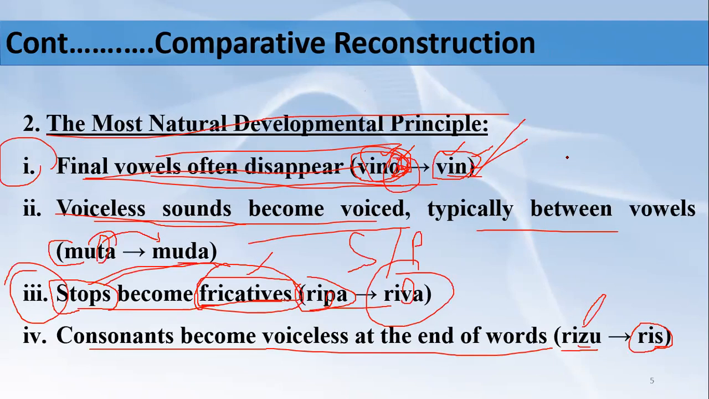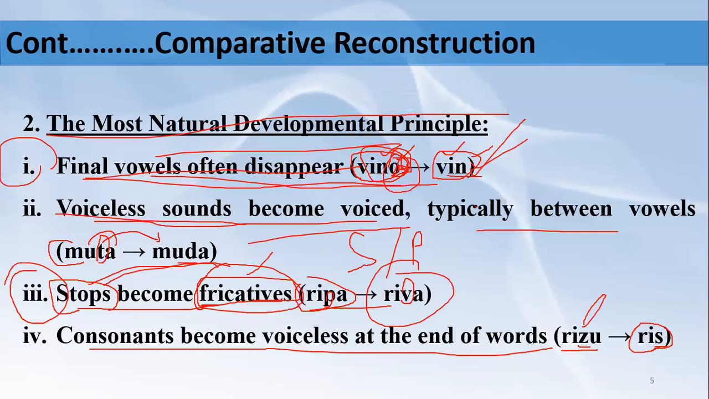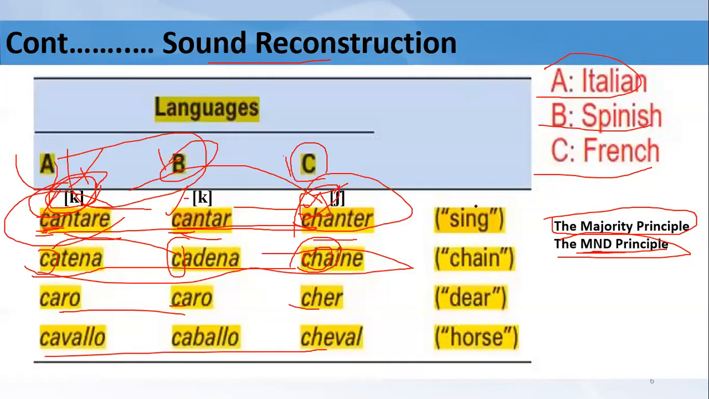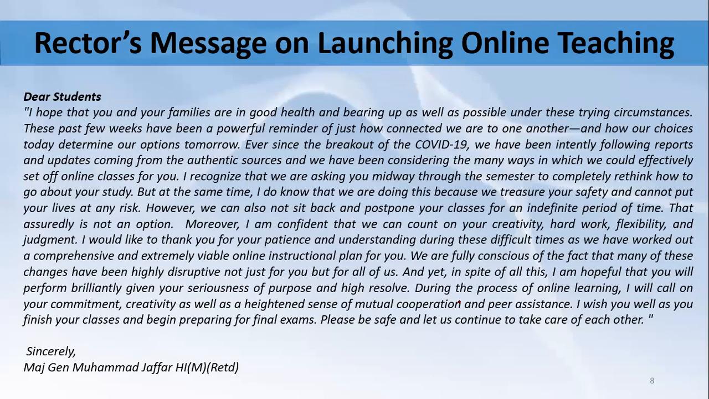Okay, then we have got the most natural developmental process. So it has got these four sub principles. If we apply these principles, the majority principle and the most natural developmental principle, we will come to know which form, which word or which sound among a set of cognates must have been the original form, the original word. So this is all about today's discussion.